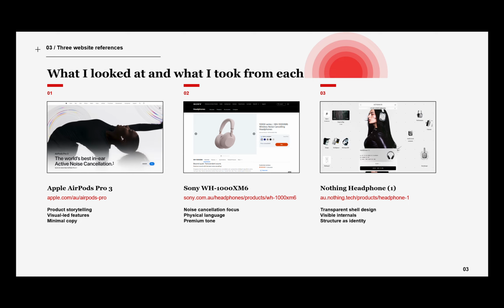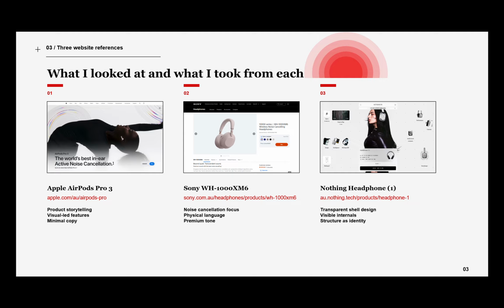The second was the Sony WH-1000XM. Sony described noise cancellation as blocking out distractions before they reach your ears, framing sound as something that enters and is blocked. This approach inspired me to visualize noise waves, chaotic waveforms gradually smoothing out until they become a single quiet line.